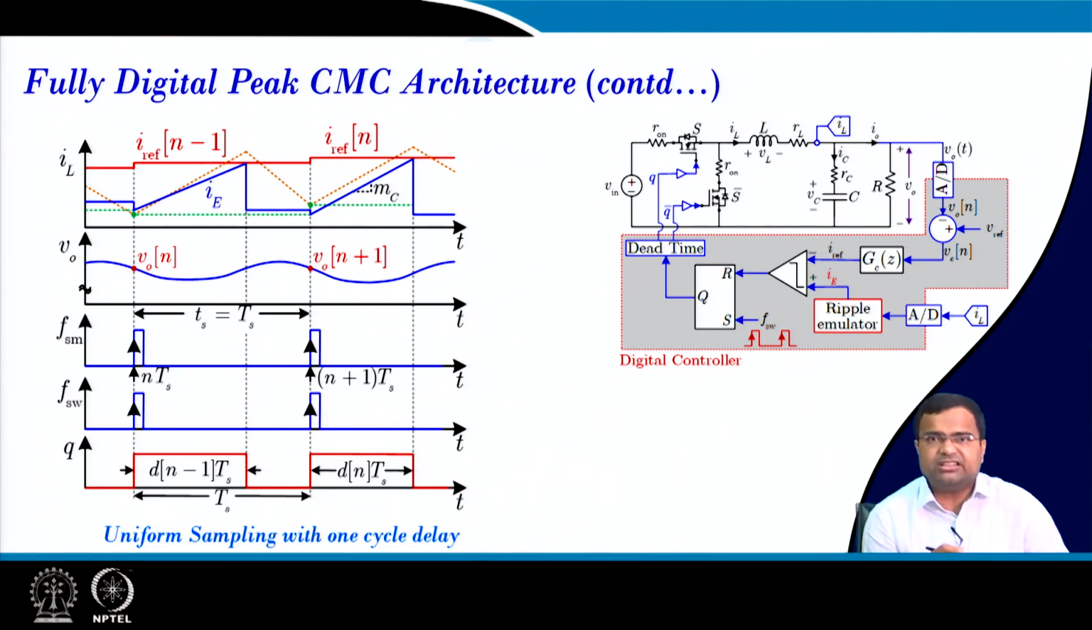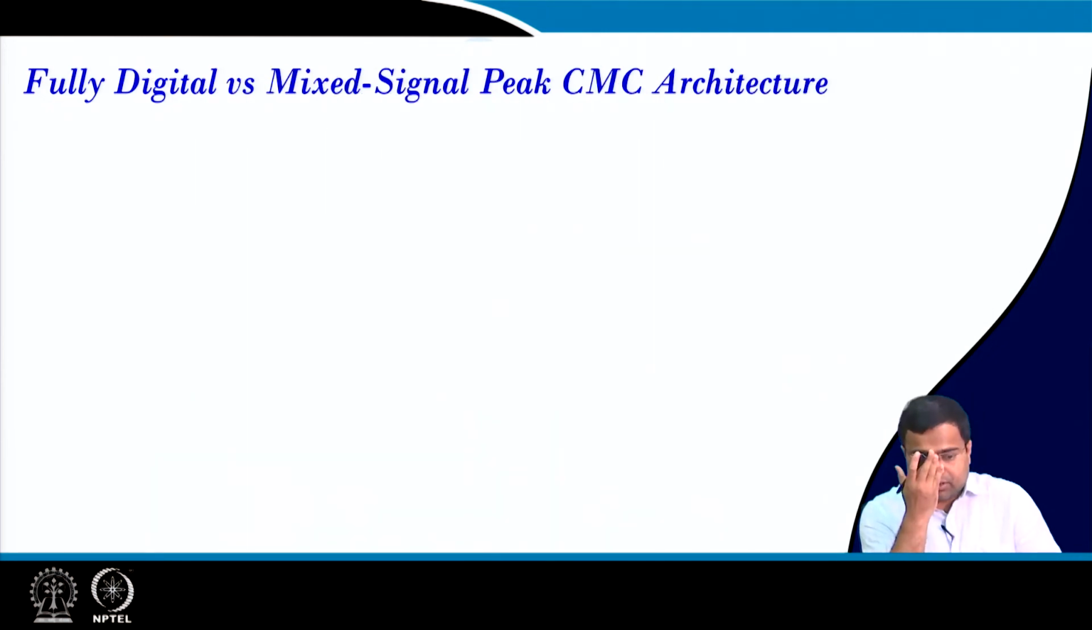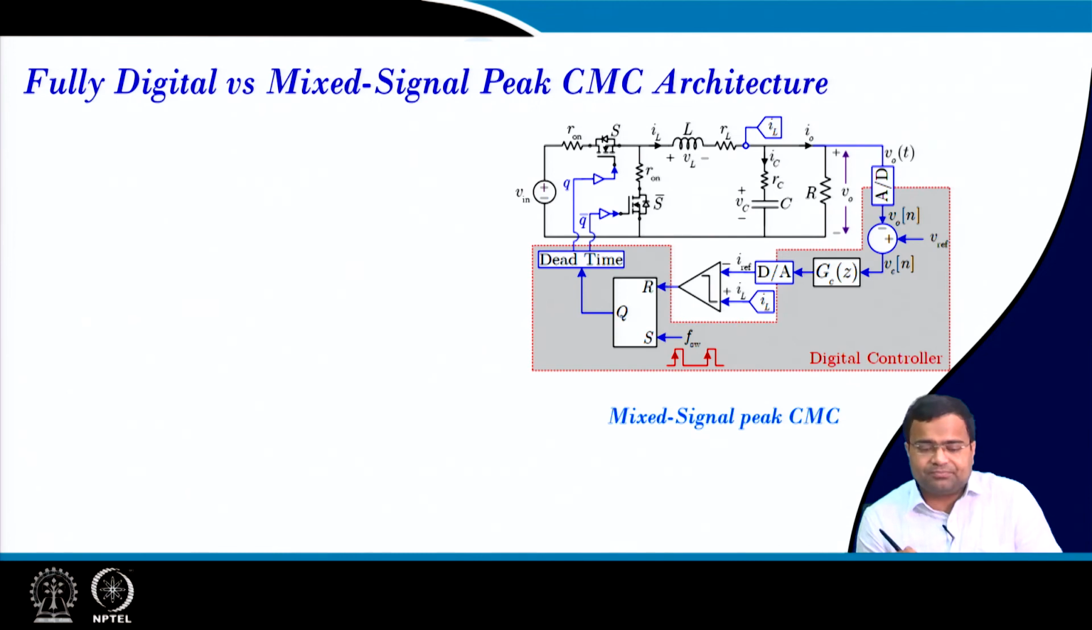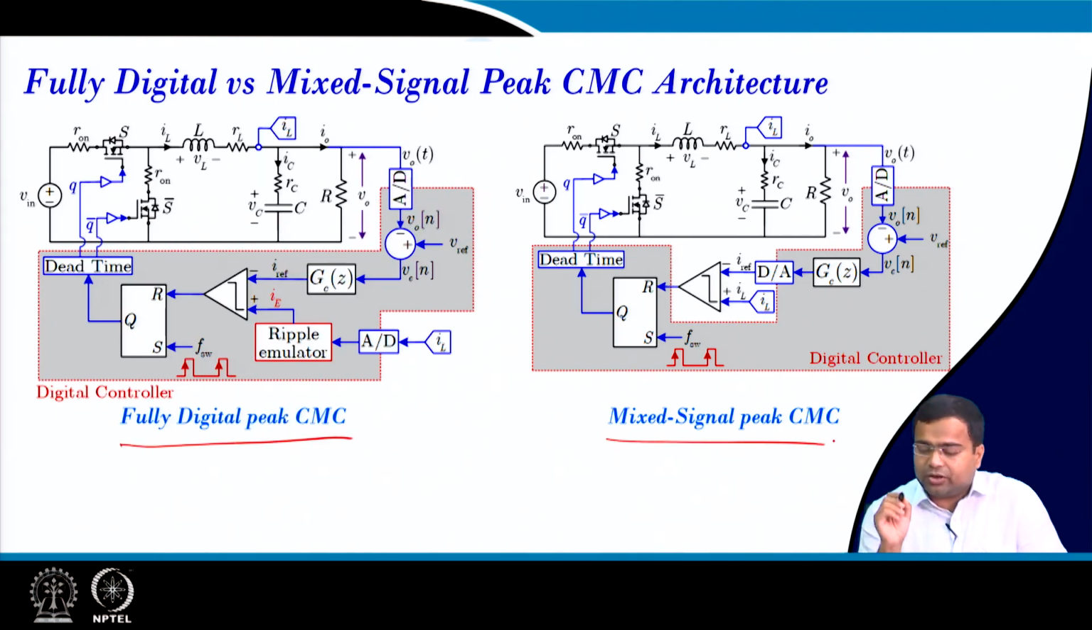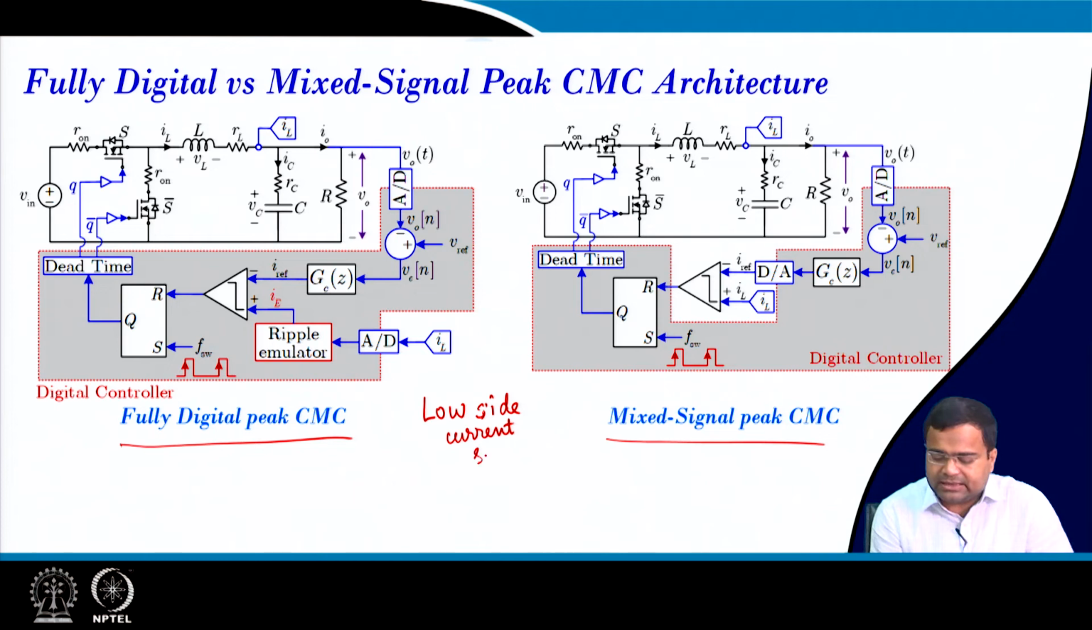In this fully digital current mode control. Similarly, if you want to compare, the first thing in fully digital, that means mixed signal. So, if you sense, let us say you are only sensing low side current, I will say low side current sense. So, this is easy for a buck converter because the low side switch is very easy to sense.